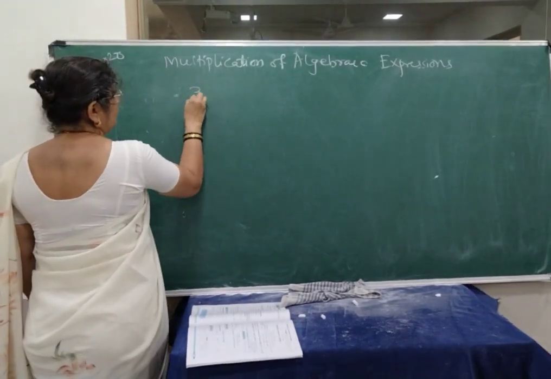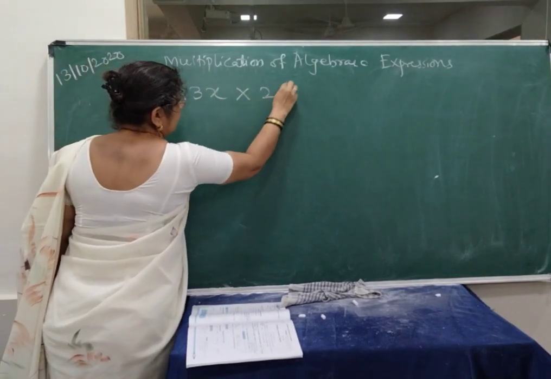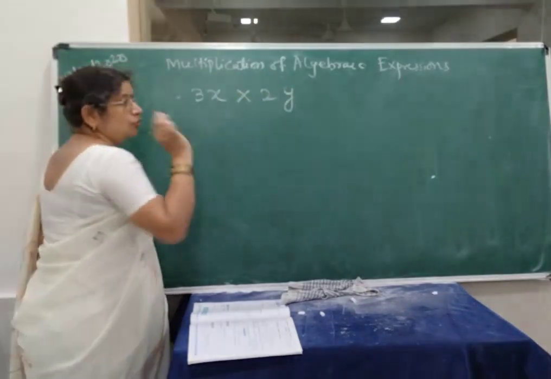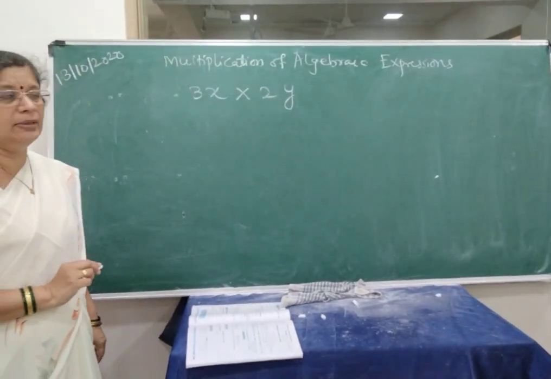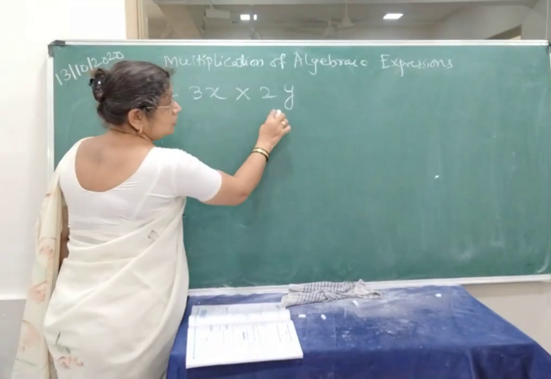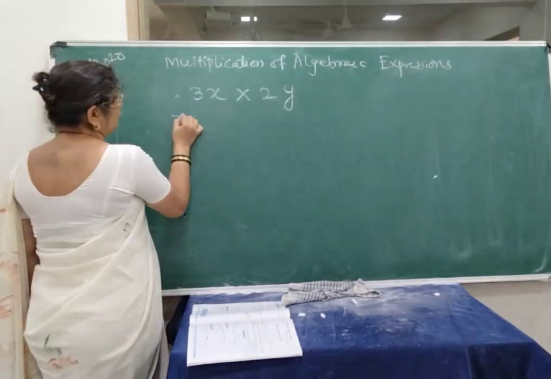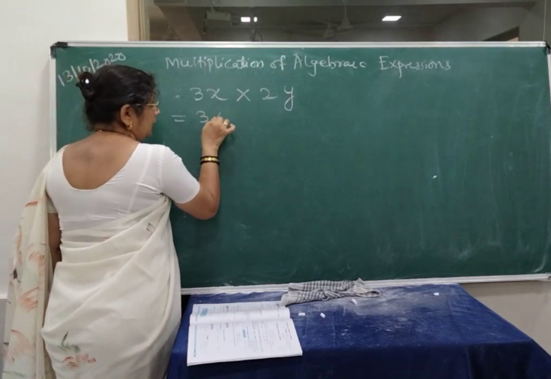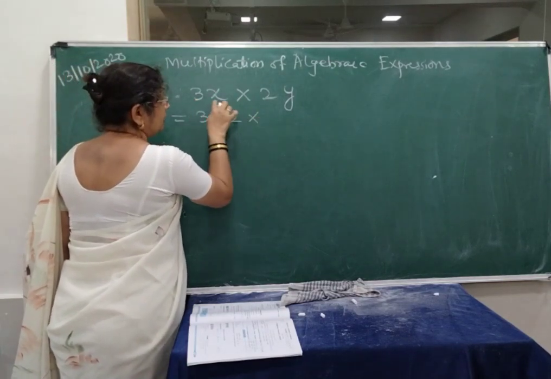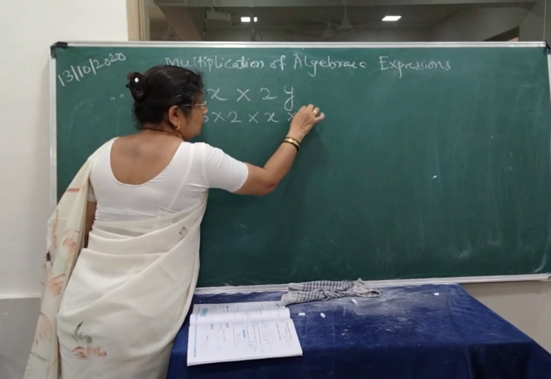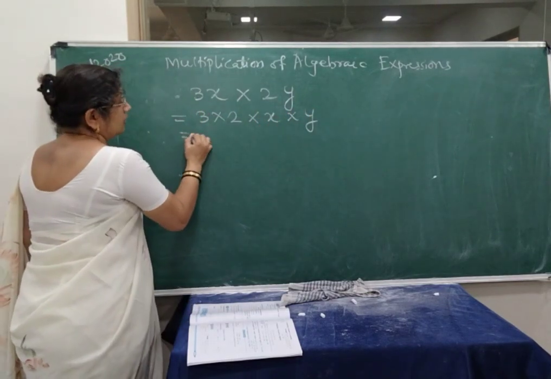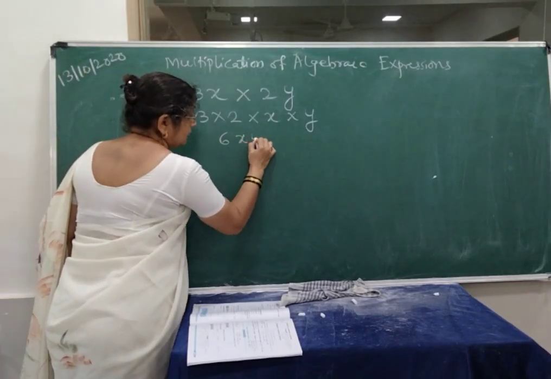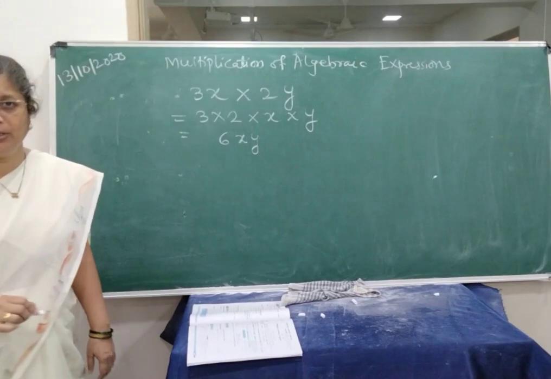For example, suppose you want to multiply 3x into 2y. How will you multiply? This is a monomial, and this is also a monomial. So first we will take the coefficients, 3 into 2. Then we will take the x variable and the y variable. Then 3 into 2 is 6, and your answer is 6xy. This is how you have to multiply.